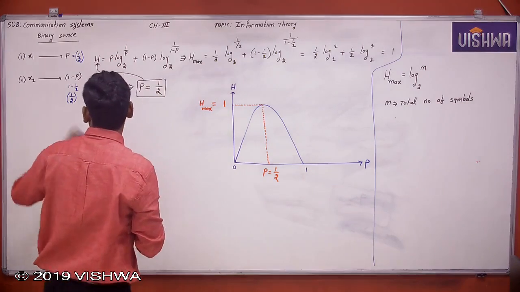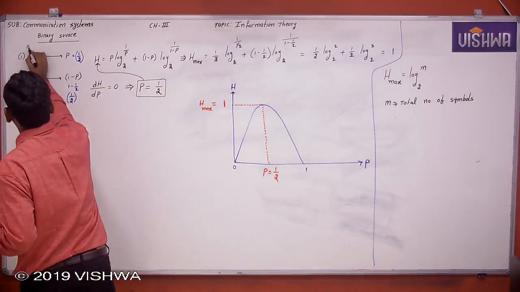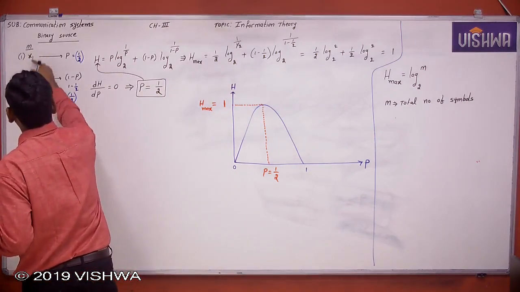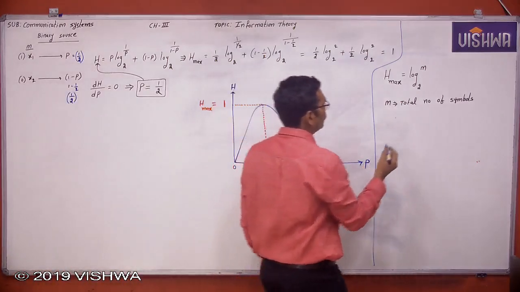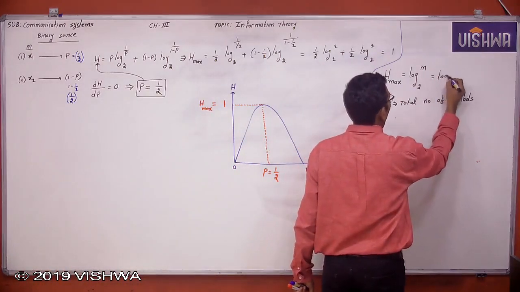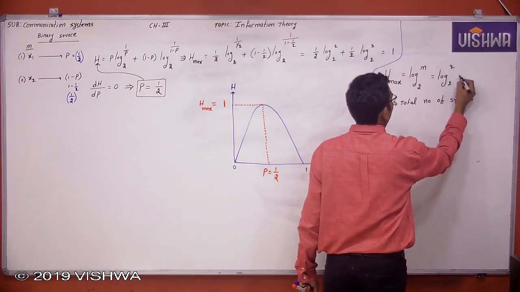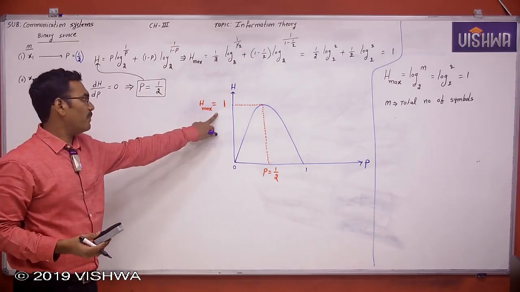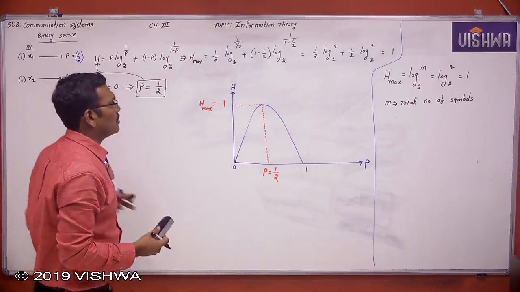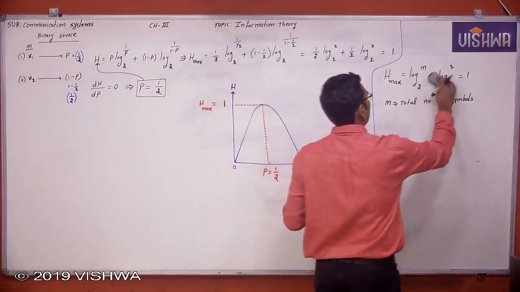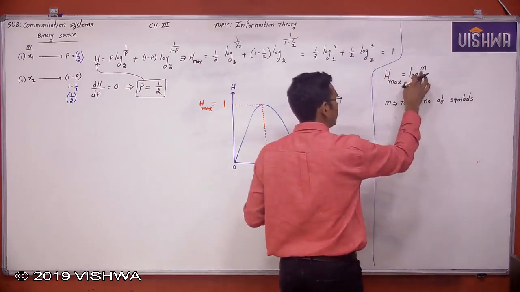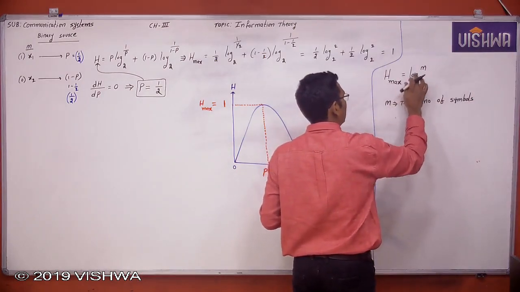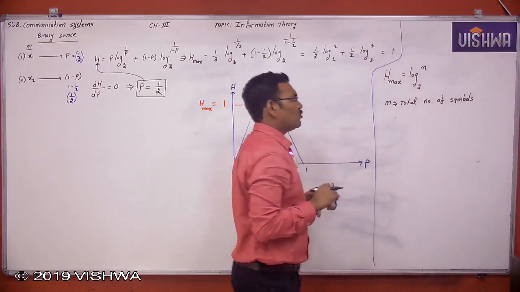So how many symbols here? M is nothing but the total number of symbols. Now there are two symbols, so let us substitute M equal to 2 for a binary source. How much are you getting? Yes, the maximum entropy of a binary source is 1 because M is 2 symbols. So this is the maximum entropy of any source: H maximum is log M base 2, where M is the total number of symbols.